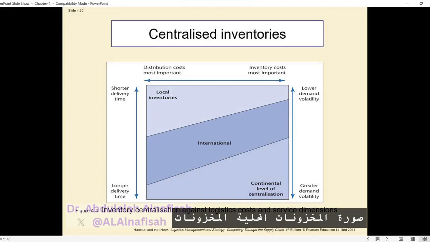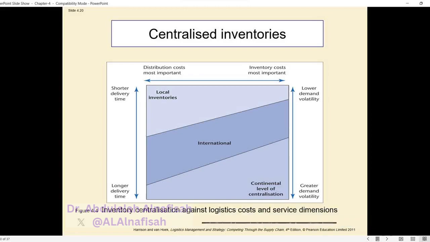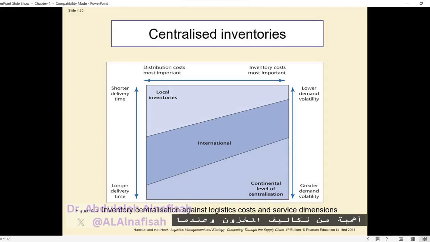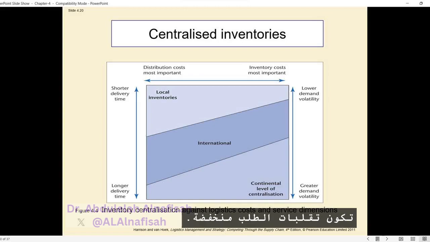Local inventories. These are inventories that are located close to the customers, which means they can provide shorter delivery times and higher customer service levels. However, they also imply higher distribution costs, as more facilities and transportation are needed to maintain them. Local inventories are more suitable when distribution costs are more important than inventory costs and when demand volatility is low.